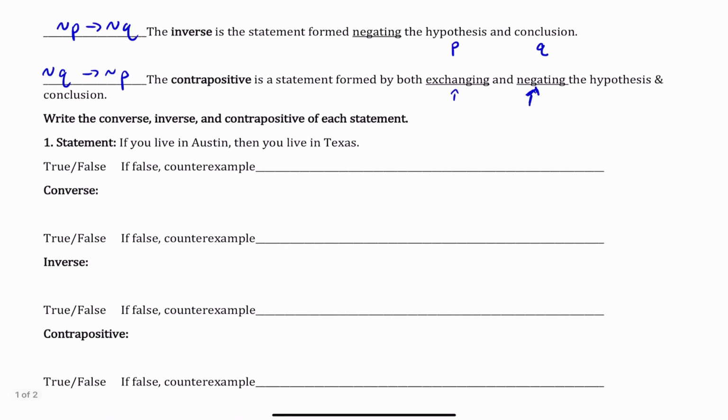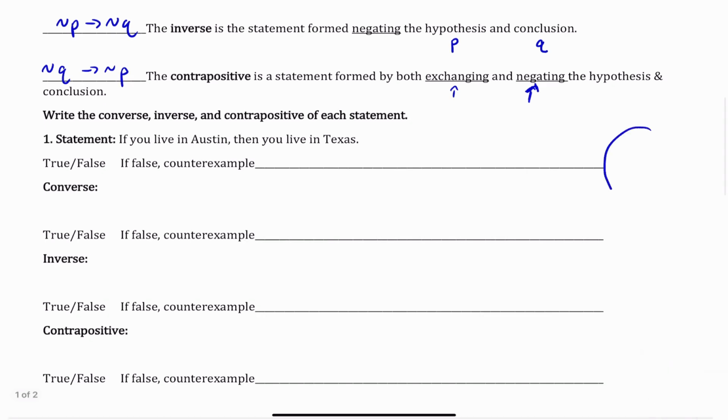Write the converse, inverse, and contrapositive of each statement. If you live in Austin, then you live in Texas. Is that true? Is that false? And if it's false, provide a counterexample. So, if you live in Austin, then you live in Texas.